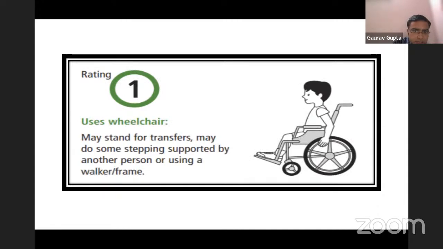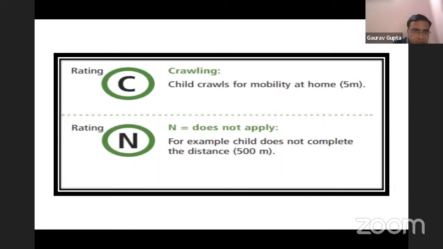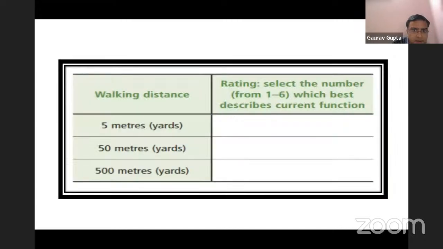He may stand for transfers, may do some stepping supported by another person or using a walker or frame. Then there are two other grades. Grade C, where the child cannot walk and crawls for mobility even at home. And grade N, where the child is not able to complete the task. So we have to grade the child in all three areas, at 5 meters, 50 meters, and 500 meters.